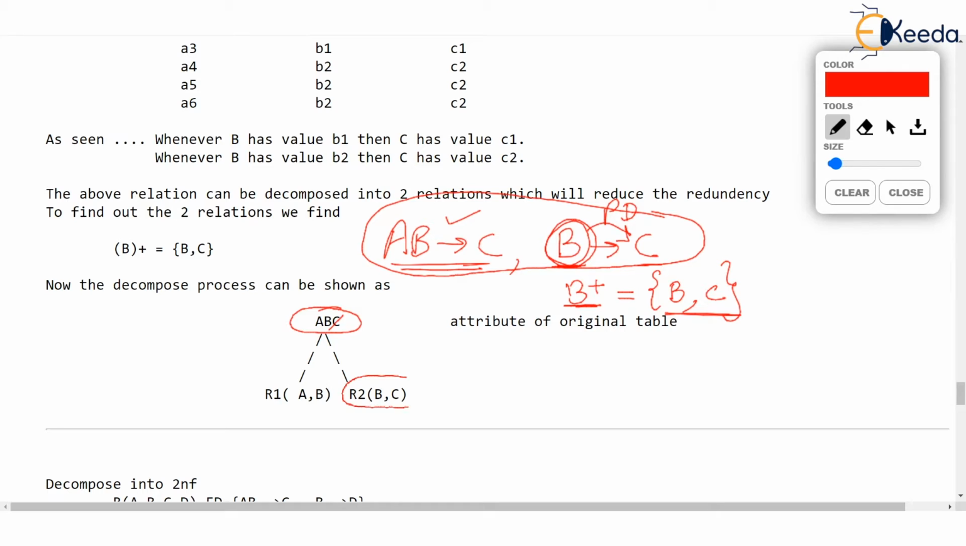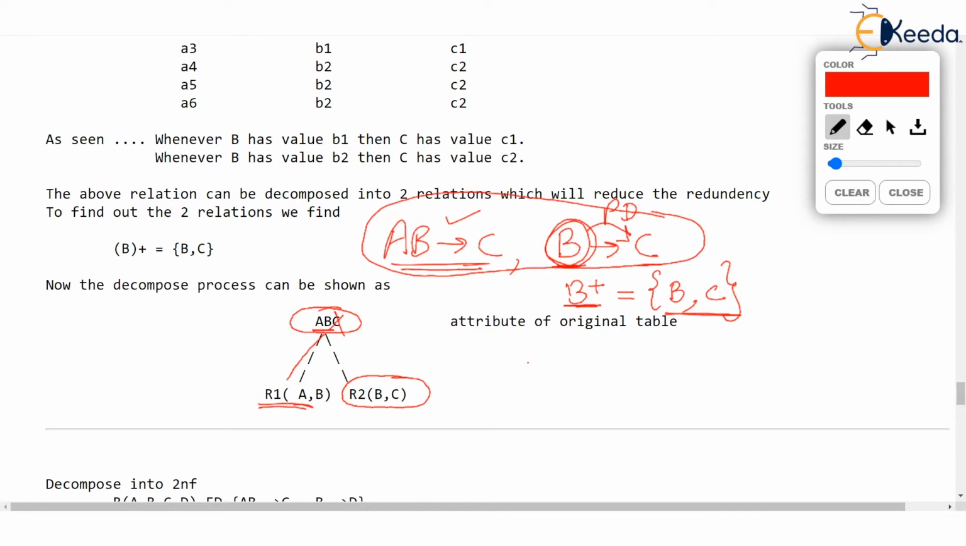So hence there will be a table, let's name it R2, which will have B and C. And now the other attributes which are pending. See, B has taken away C. So I have struck out C and B has taken away C. So BC have been written in one of the tables. But whatever remains now, A and B will be in the other table. So R1 will contain A and B.